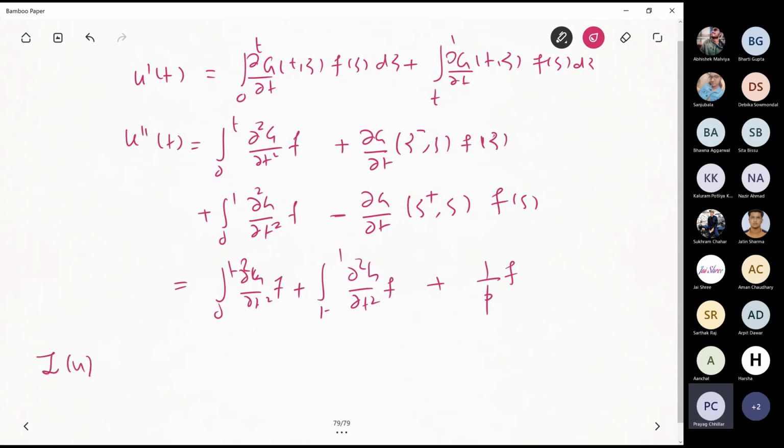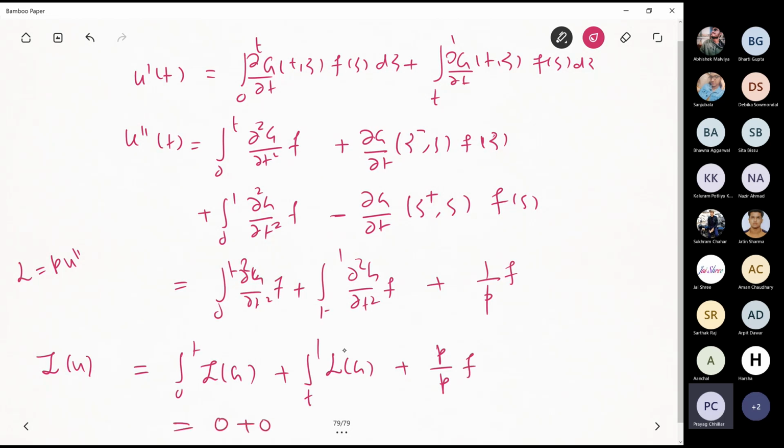L is basically a linear operator. So when you apply L to u, you get L of g from 0 to t, plus L of g from t to 1, where L is p times u double prime. When I take the u double prime, it comes out as p times f. We know that L of g is 0 in both regions, because g satisfies the equation for both xi greater than t and xi less than t. Therefore, this equals f, so you get Lu equals f.